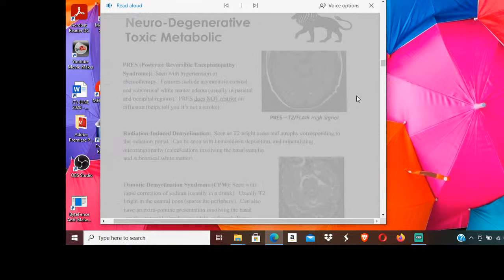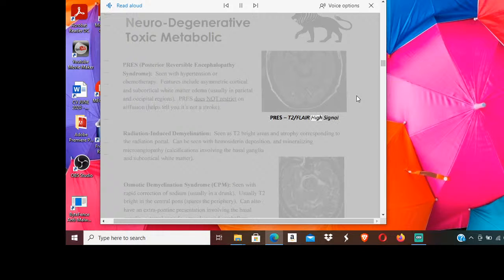Section 3. Neurodegenerative. Toxic metabolic. PRES, posterior reversible encephalopathy syndrome, seen with hypertension or chemotherapy. Features include asymmetric cortical and subcortical white matter edema, usually in parietal and occipital regions. PRES does not restrict on diffusion, which helps tell you it's not a stroke.